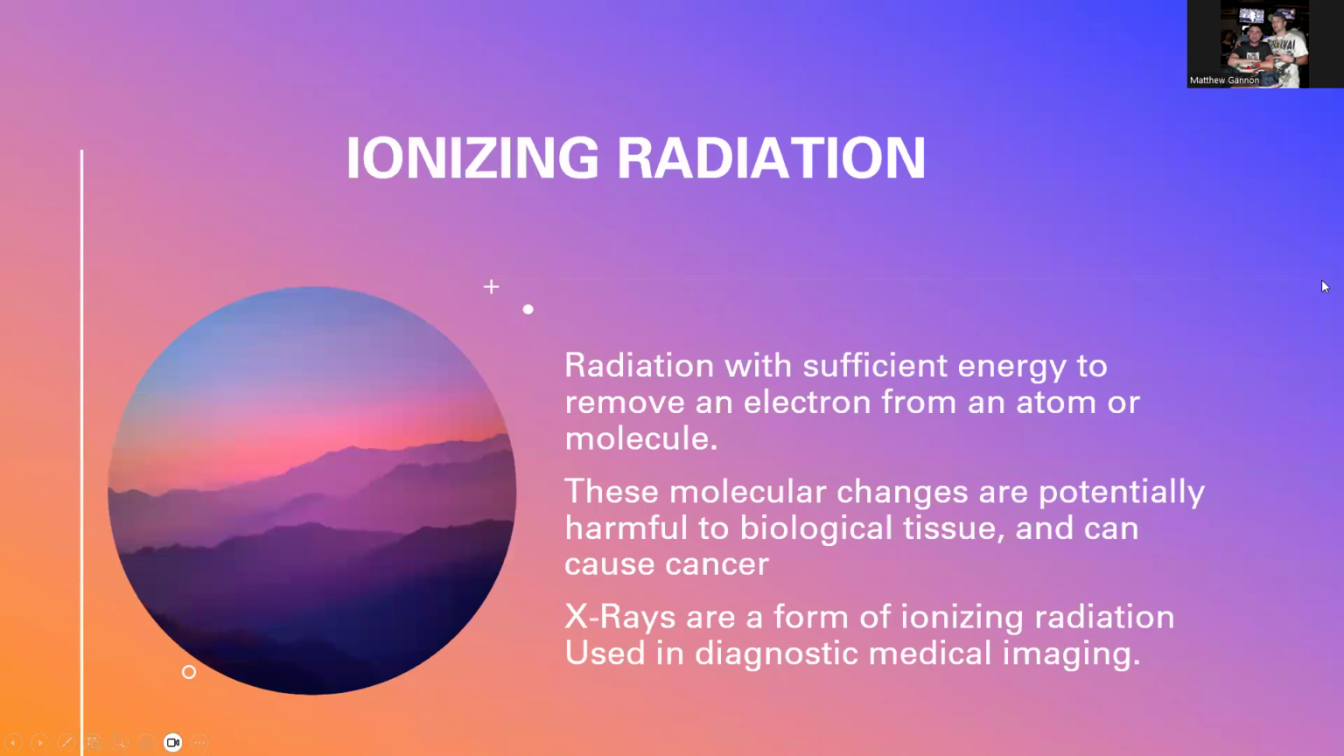What is ionizing radiation? Ionizing radiation is energy sufficient enough to remove an electron from an atom or molecule. So when we take X-rays, these interactions are happening on an atomic level and changing the atomic structures. Those molecular changes are potentially harmful to biological tissue, and they cause cancer. Just to reiterate, X-rays are a form of ionizing radiation, and we use them every day in medical diagnostic imaging to include CAT scan, fluoroscopy, interventional radiology. All of these are modalities that use ionizing radiation.